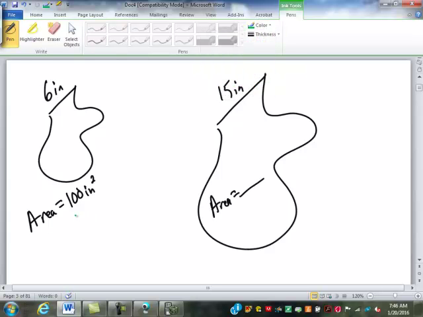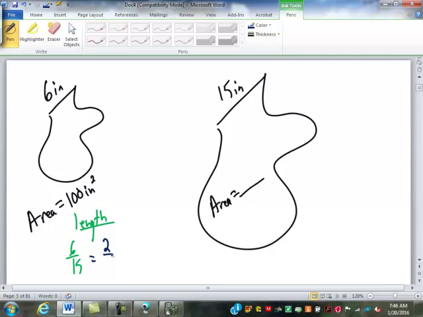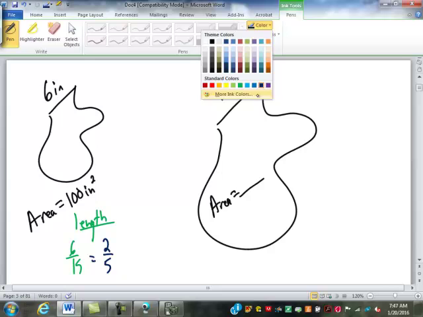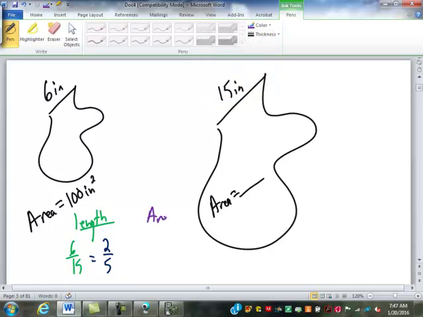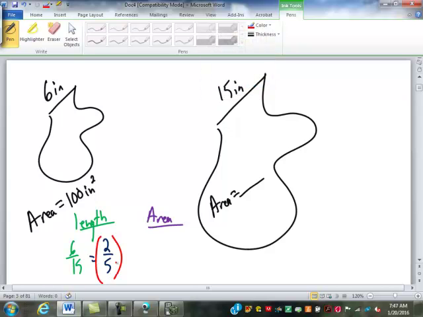Well, again, we're going to start out with the ratio of lengths. Ratio of lengths is 6 to 15. Now, I don't have to do this, but it's so much easier if I reduce it. What's that reduce to? 2 to 5, right? Now, when I go to talk about the ratio of areas, I have to adjust this. I'm going to have to square it. 2 squared is 4. 5 squared, 25. So my ratio of areas is going to have to be 4 to 25.